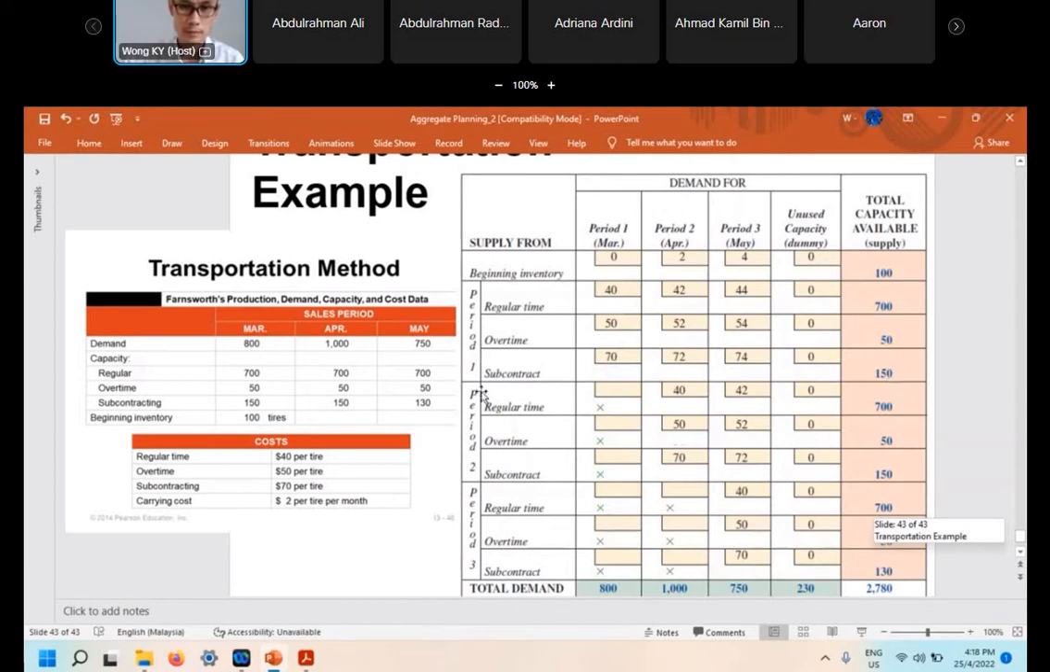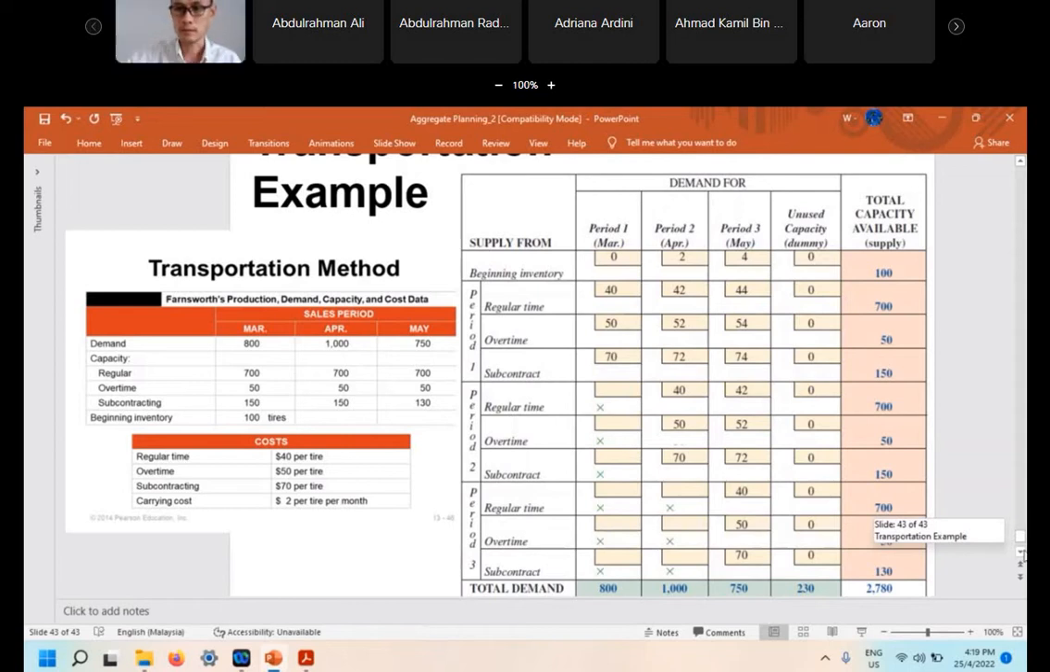We do the same for period 2. You fill up period 2; these are all the strategies that can be used: regular time, overtime, subcontracting. So these are the capacities: 700, 50, 150. And then for the third period, these are the capacities: 700, 50, 130. So that is the first thing you have to do: build this table. The columns represent the demand for each period. The rows represent the capacity for each of the aggregate production planning strategies for each period.